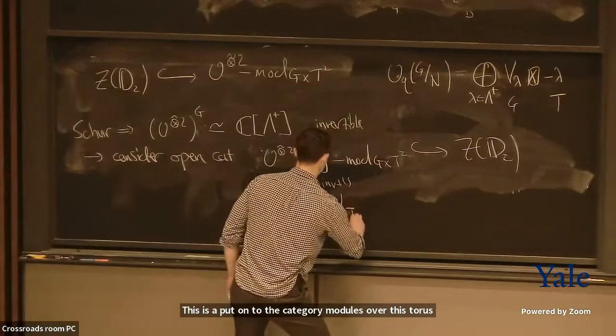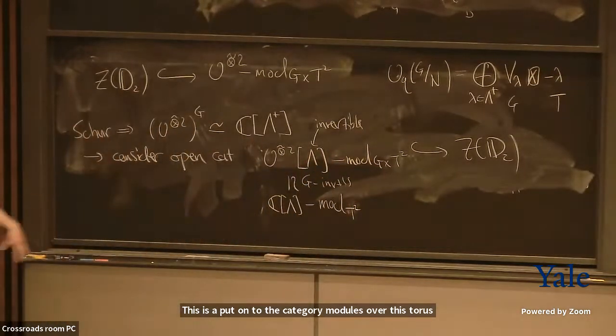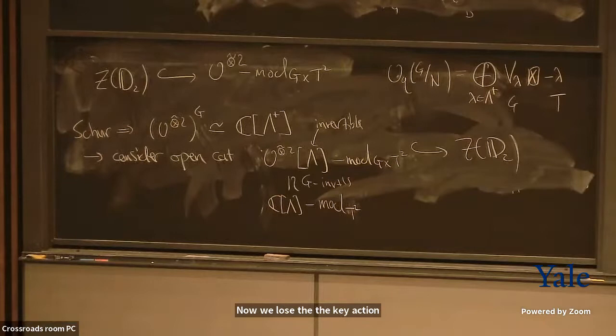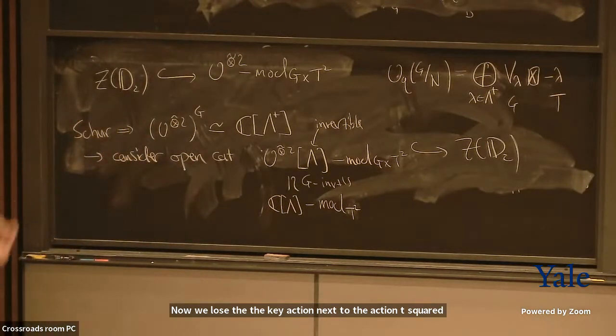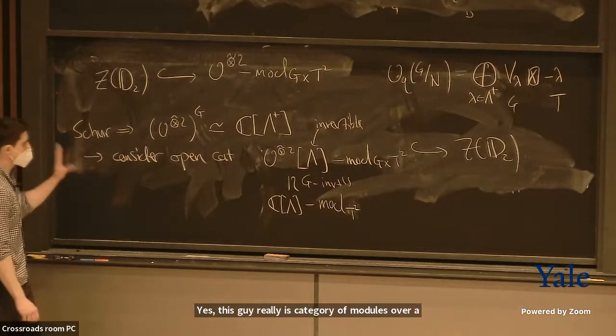Now we lose the G action to take invariance, equivariant with respect to the action of T squared. So this really is the category of modules over a torus.